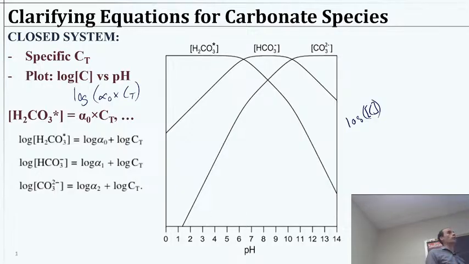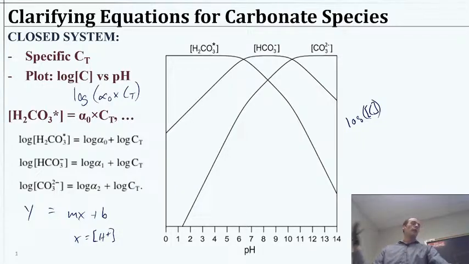So whatever you like to do, but just notice that we can set up something that in a way looks like y equals mx plus b, where x is our H plus that we're going to convert to pH, and the y is whichever line that we're going to plot, right?